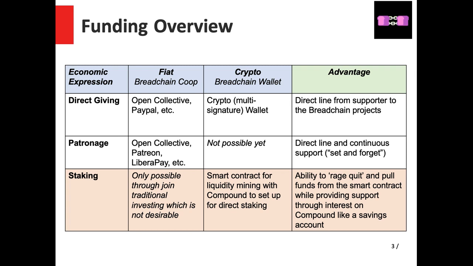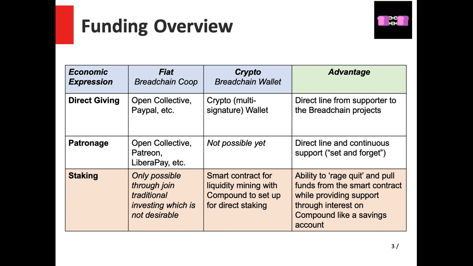One of course is direct giving or donations. You can do this through the traditional financial system. You can use Open Collective, PayPal, etc. to give directly to projects. And as well, you can do that through cryptocurrencies, where you can give directly to the Breadchain multi-signature wallet if you want to in order to support the project. We also have an Open Collective if you want to give there.